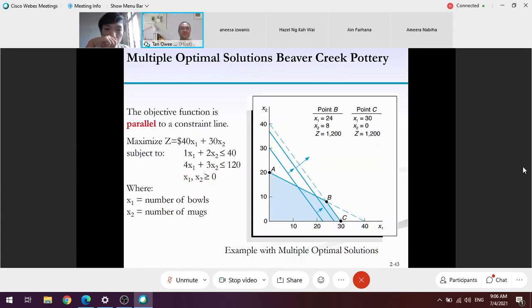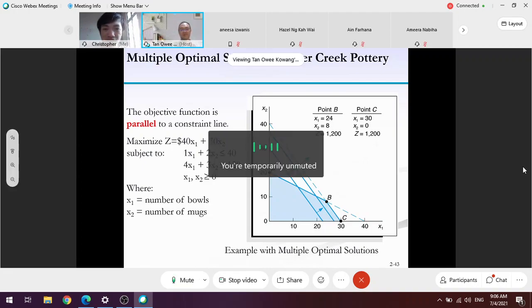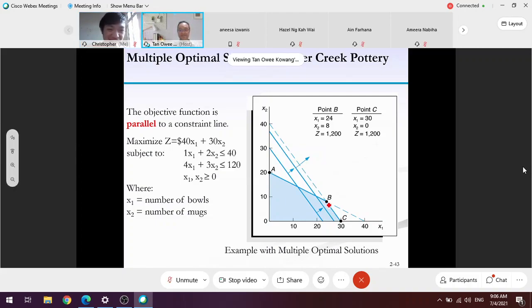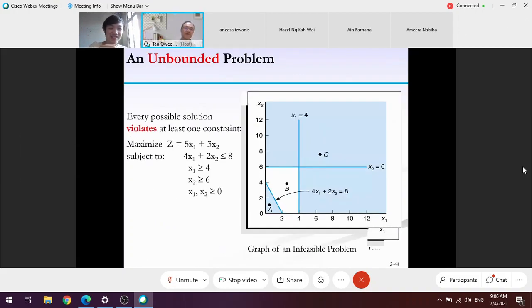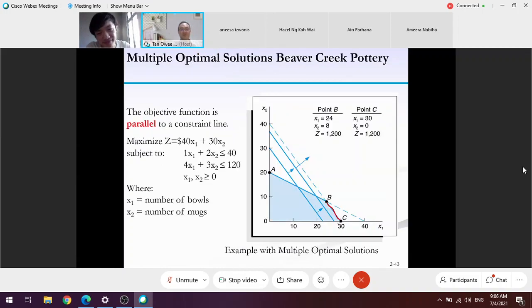This one, you see, which one is optimal solution? B and C. In fact, not only B and C. Any point that falls under this line is an optimal solution. You see, why? Press the wrong button, is it? Oh, okay, dah hilang. Let me erase this one first.